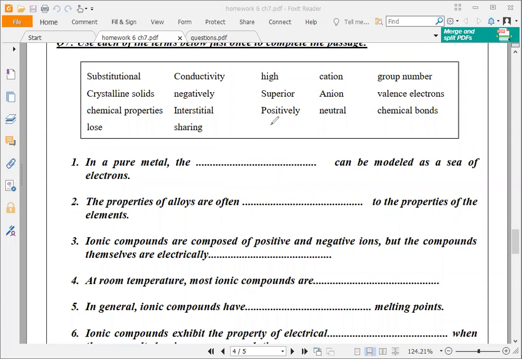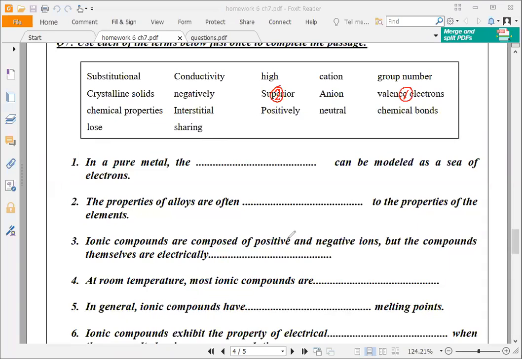Valence electron here. Yes. Second question: the properties of alloys are often superior to the properties of the elements. Superior. Okay. Number 2, yes. Number 3.